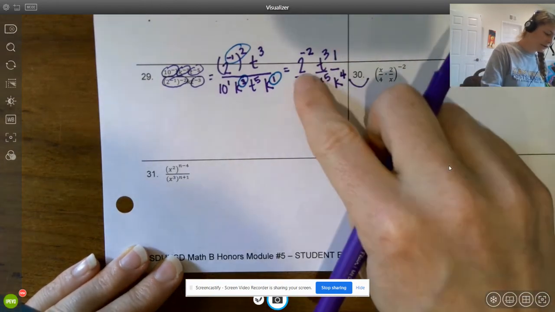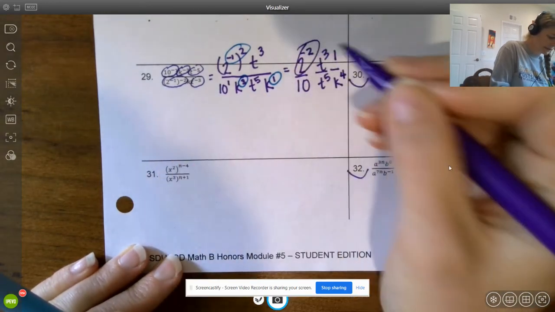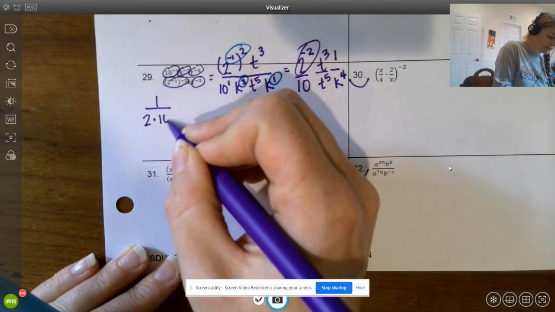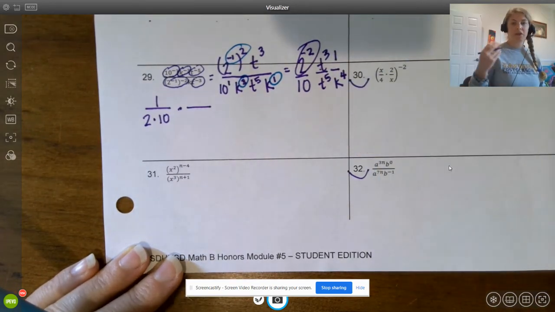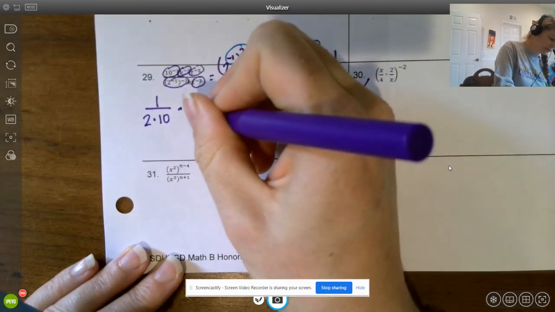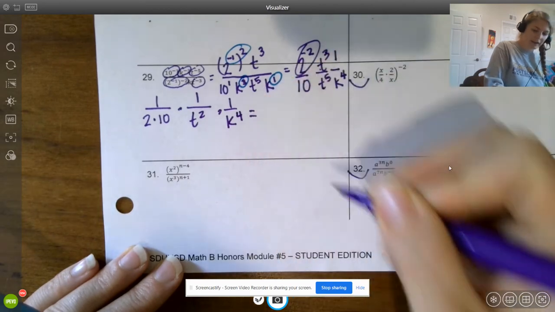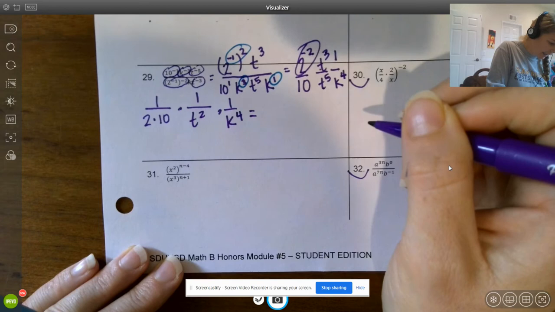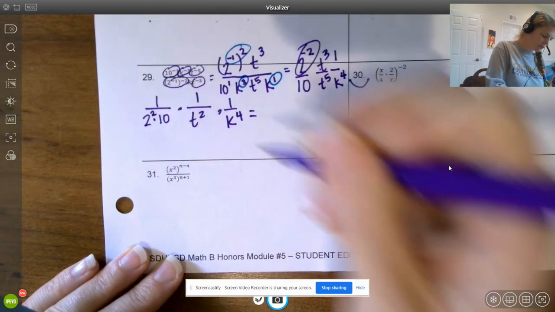From here, well, I know 2 to the negative second, I'm going to have to bring that to the denominator because of the negative exponent. So I'm going to have 1 over 2 times 10, and t to the third over t to the fifth. There are 3 factors that will cancel out. I'll have 2 factors left in the denominator. I have 1 over k to the fourth. So my final answer, when I multiply everything together here, oops, I lost my 2.